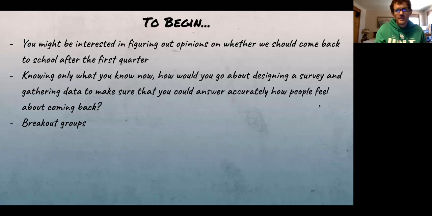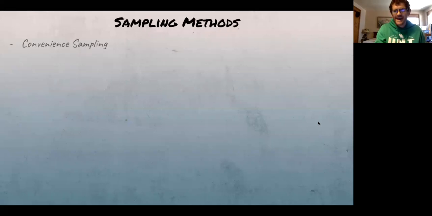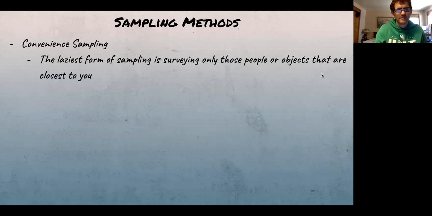Okay, so we discussed different ideas at the beginning. Now let's go into some bad ideas. And if these came up, that's fine. I don't want you guys to feel bad if this is stuff you threw out, but one bad idea is what's called convenience sampling. It's the laziest form of sampling, where you only talk to those people or survey those objects that are closest to you. And that can be closest physically, closest relationally, or both.